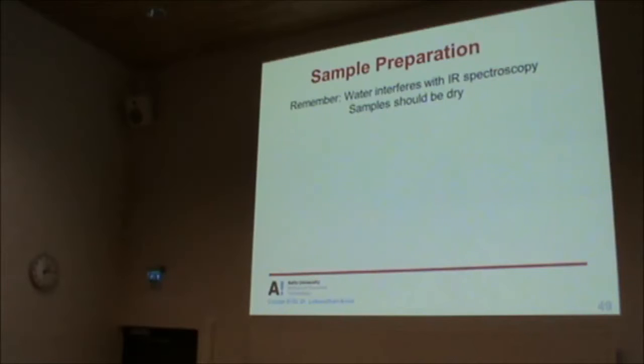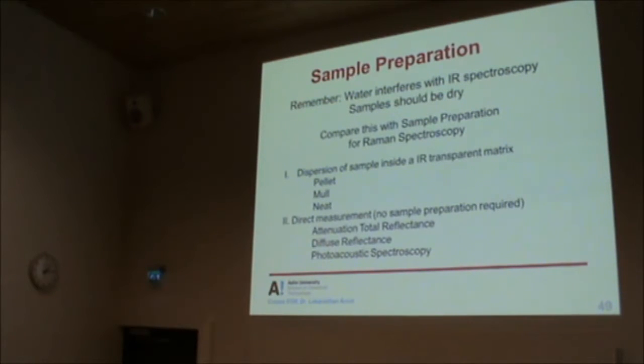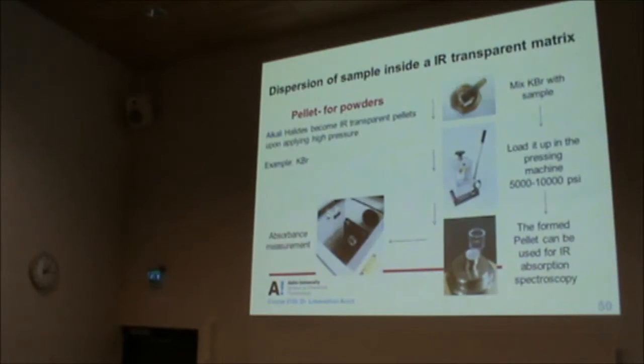Compared to this, keep in the back of your mind that you don't need sample preparation for Raman spectroscopy. Now there are three main ways of doing it. One is you take the sample and mix it with a matrix that is IR transparent. One is called forming a pellet, the other is called a mull, and the other is a neat sample. There are also ways in which you can measure infrared spectroscopy directly on the sample without any sample preparation. We'll go one by one through what each of these means. So let's first talk about the pellet.